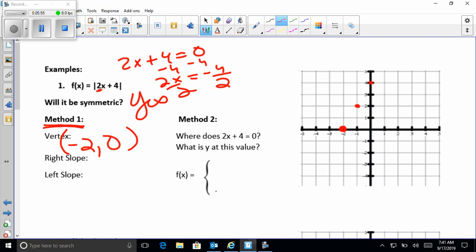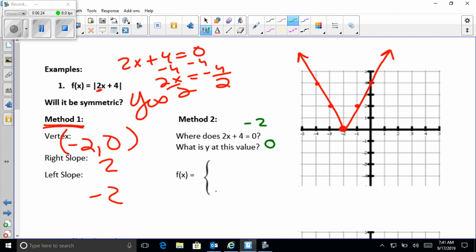So that's my right slope, positive. And my left slope, I was already thinking about that, is going to be the opposite, which is a -2. So I can go up 2, back 1, up 2, back 1. And there we go.